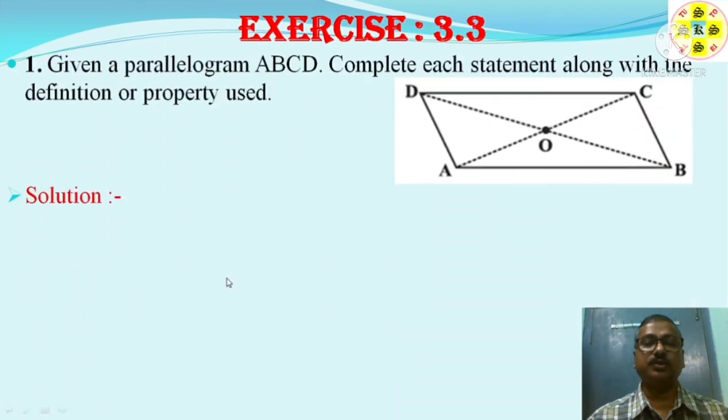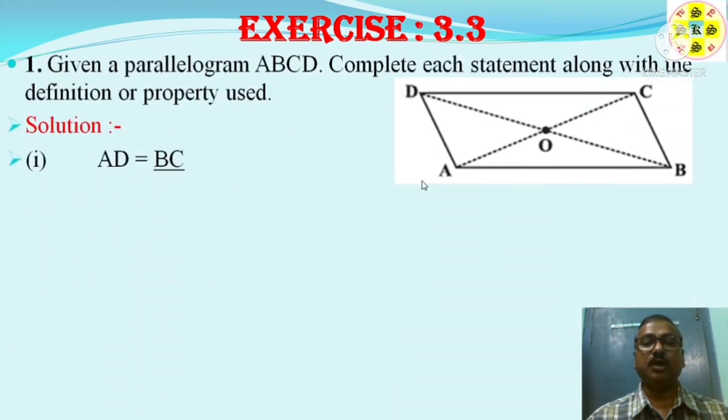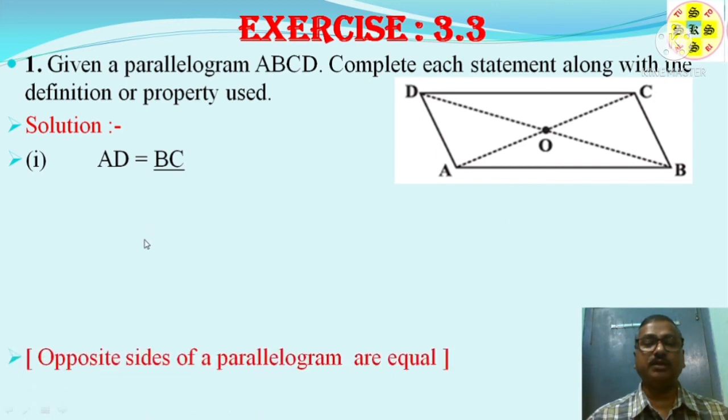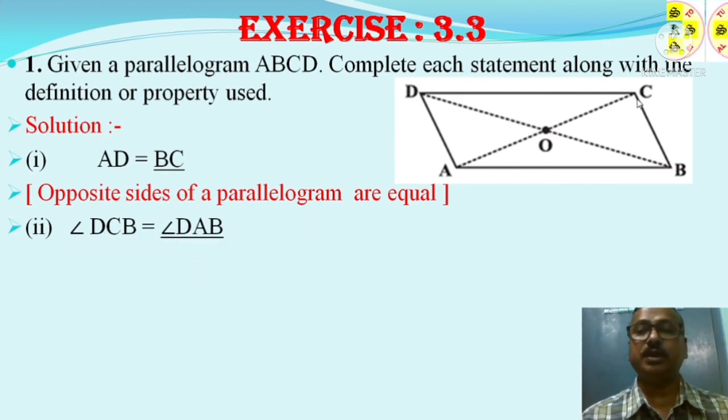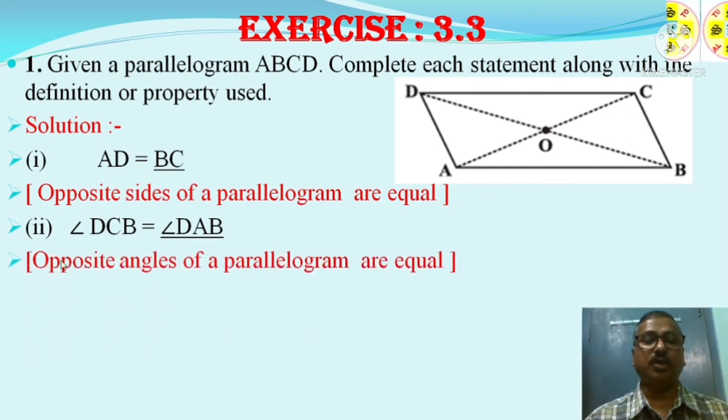Now see, this is the solution. So here AD equal to BC. Why we are writing this? We have to give the reason statement. So opposite sides of a parallelogram are equal. So this we have to write, fill in the blanks, and at the same time the reason why we are writing AD equal to BC. Now second part, DCB is equal to DAB. They are the opposite angles of a parallelogram. We have to mention the reason, that is opposite angles of a parallelogram are equal.